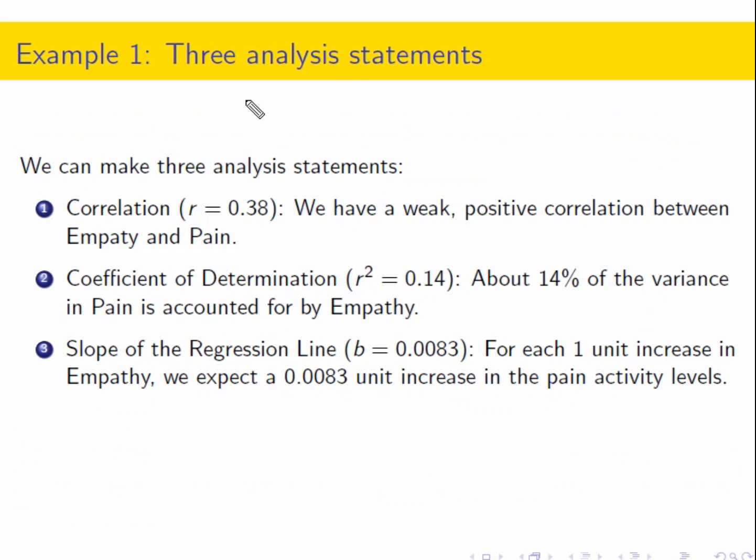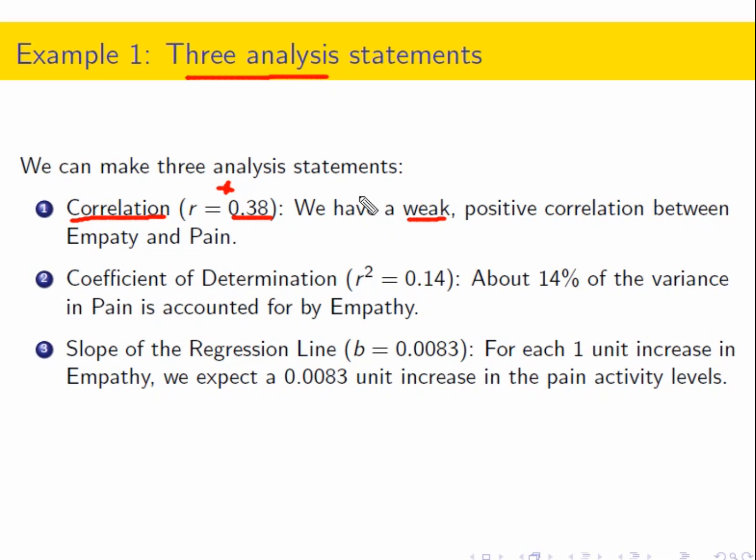So we need to make 3 analysis statements about regression. The correlation is just going to give strength and direction based on the chart that I showed earlier. So here we have a positive 0.38. That's between the 0.25 and the 0.5. So that is a weak positive correlation, right?